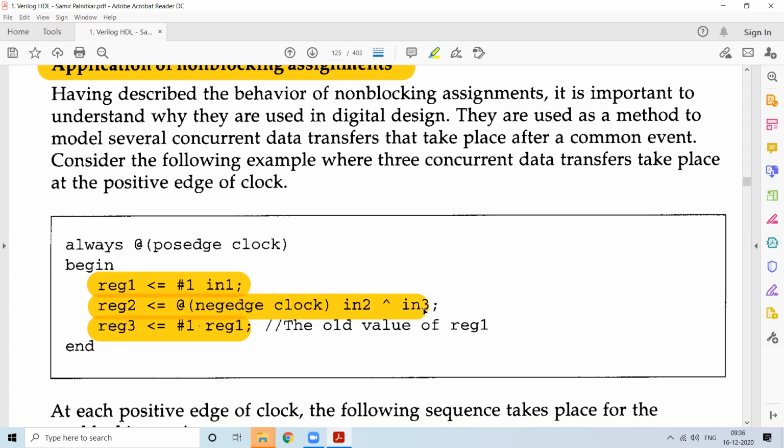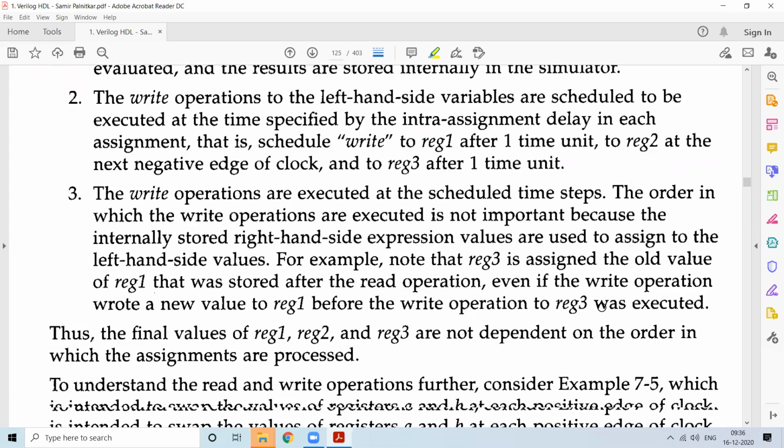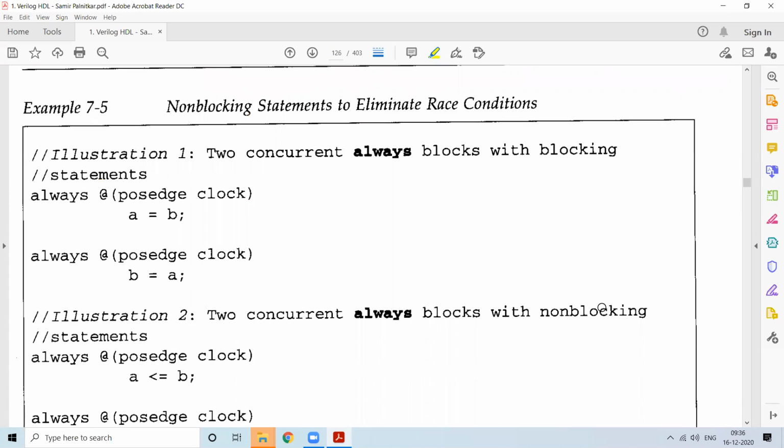So in1 XORed with in2 XORed with in3 is evaluated immediately and assigned to reg2. Now here we should see what happens and why the statement is put over here. The old value of reg1 is utilized. When we are using non-blocking statements, remember one thing: it is like you are using some temporary registers to store the previous value and then use those previous values for assigning.